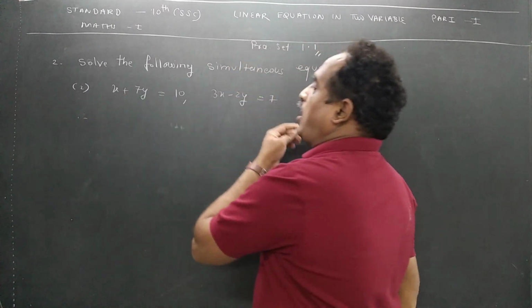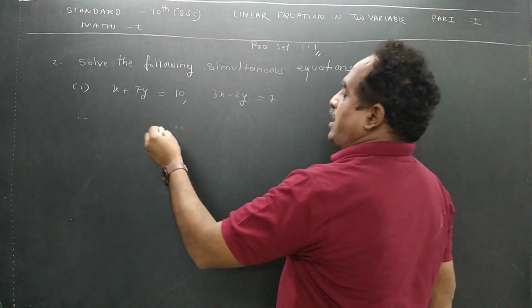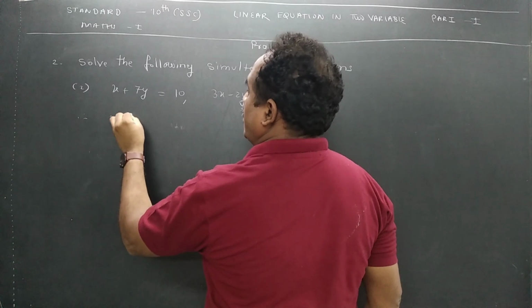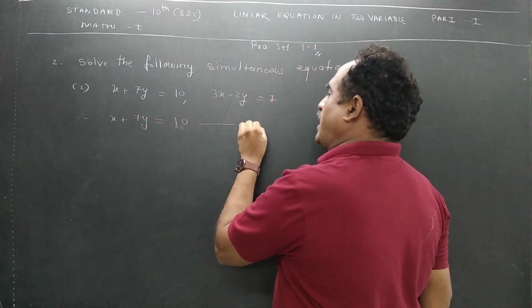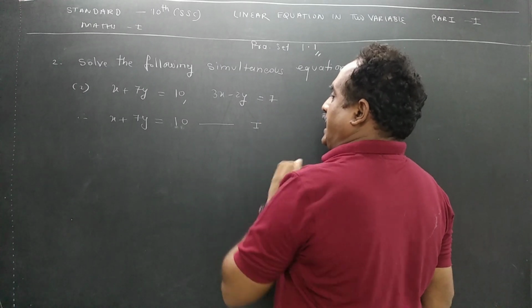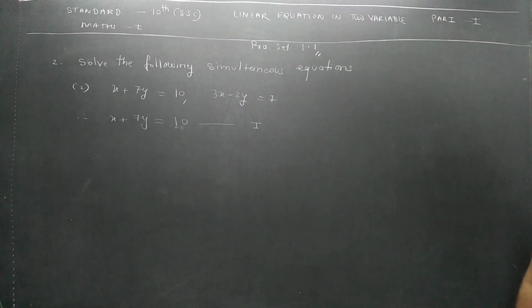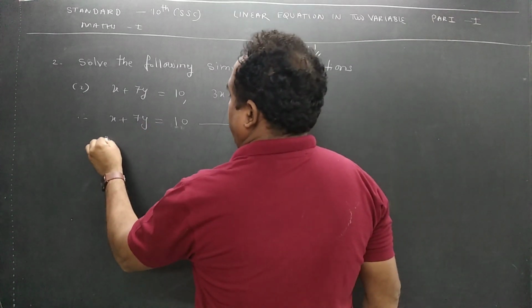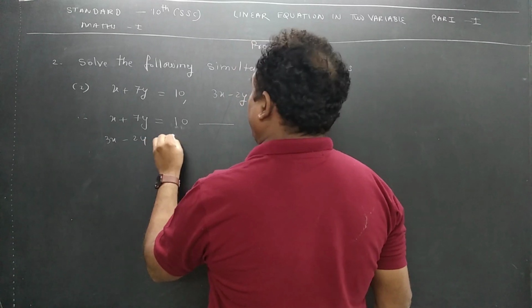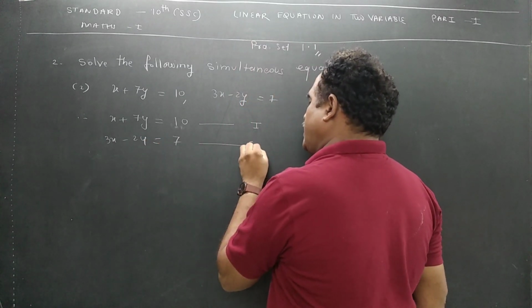So again, what care will you take? You are going to number the equations. x plus 7y is equal to 10 is equation 1. And 3x minus 2y is equal to 7 is equation 2.